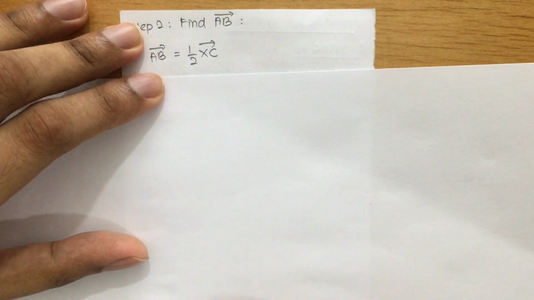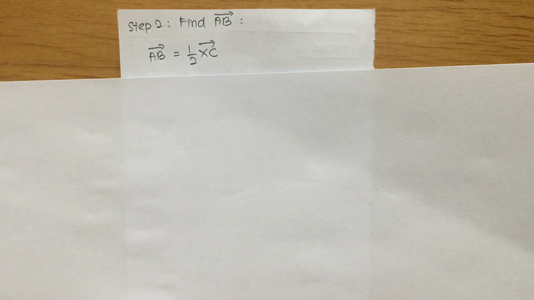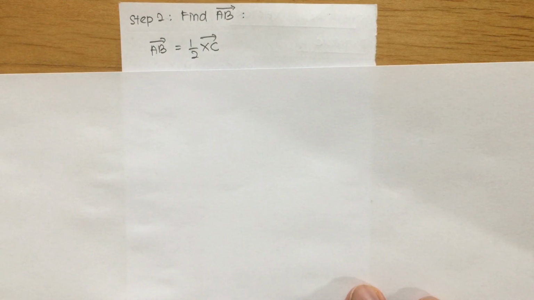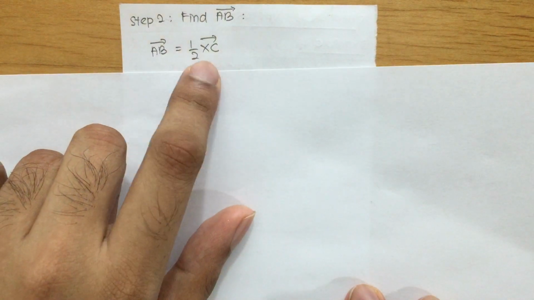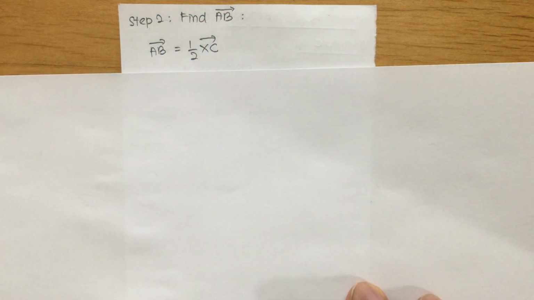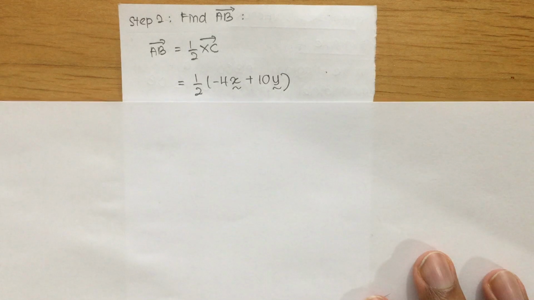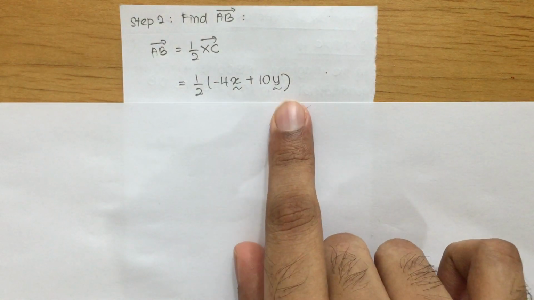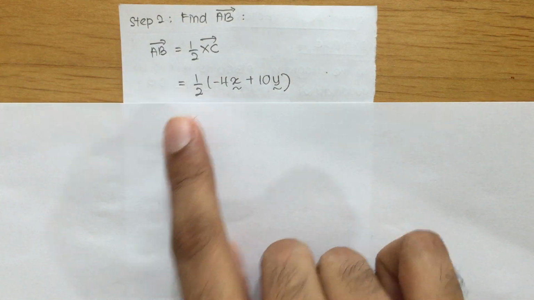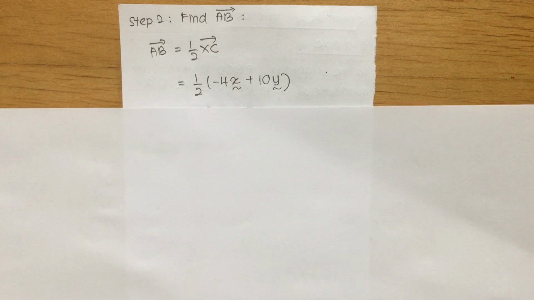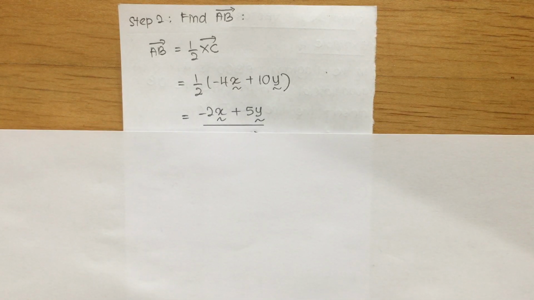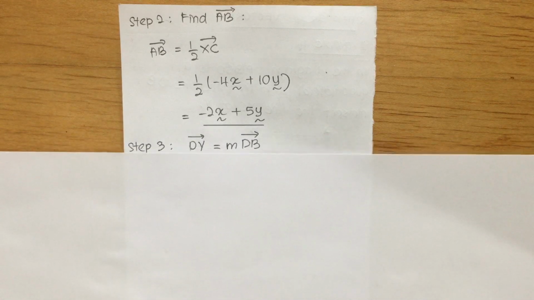Step 2 is we can proceed to find our vector AB over here. So vector AB is equal to half of vector XC. XC we have already found just now, which is negative 4x plus tan y, and then you times with half, so you'll get your vector AB is equal to negative 2x plus 5y. So this is your second step. Let us continue to the next step.